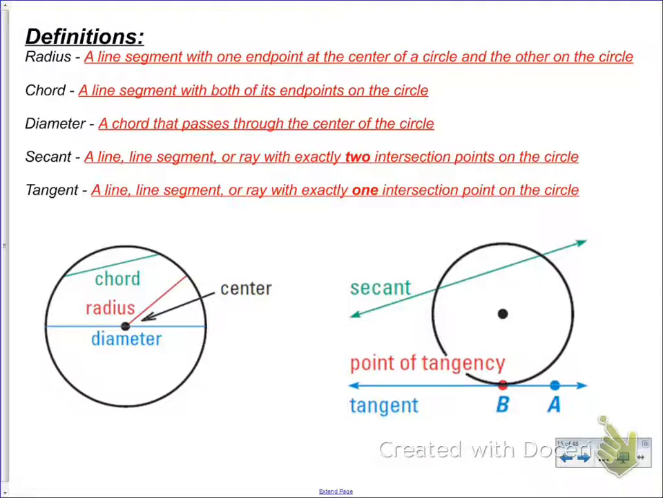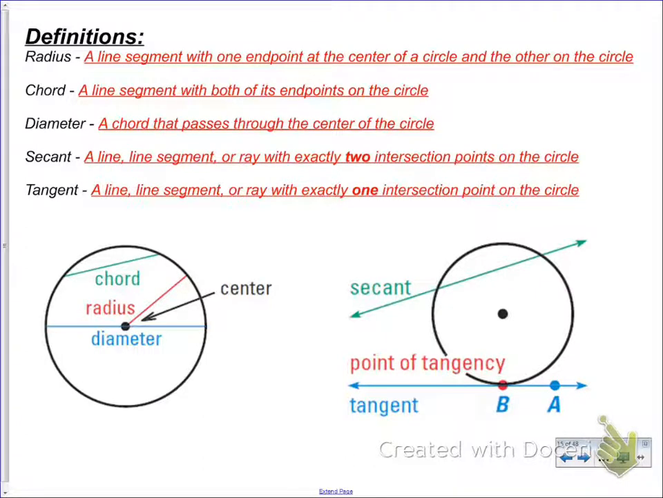Next is a chord. A chord is a line segment with both of its endpoints on the circle. So endpoint 1, endpoint 2. Connect those endpoints. That's an example of what a chord is. All right, so a diameter is going to be a chord, meaning it has endpoints on the circle, but it's going to be a chord that passes through the center of the circle. And as we know, the relationship of radius and diameter, radius is half the diameter, or diameter is 2 times the radius.